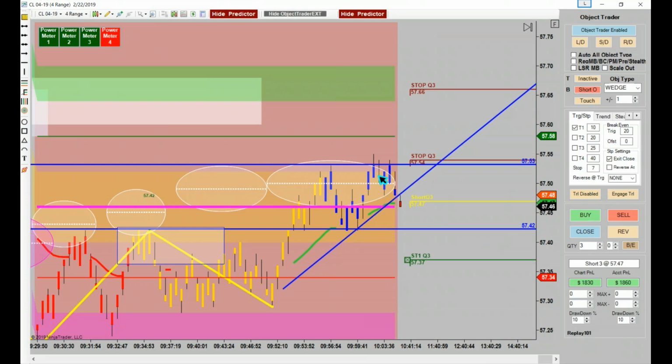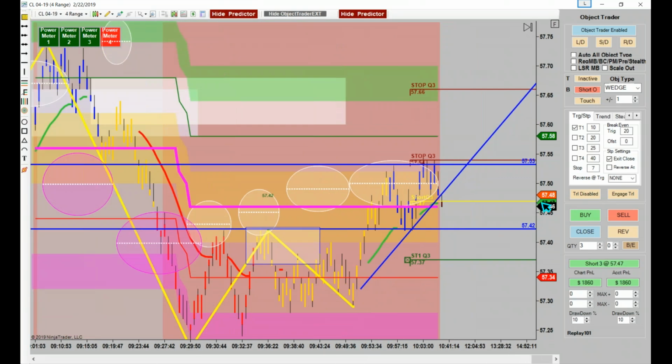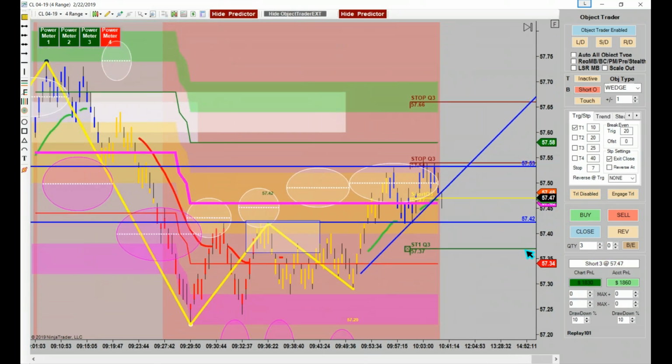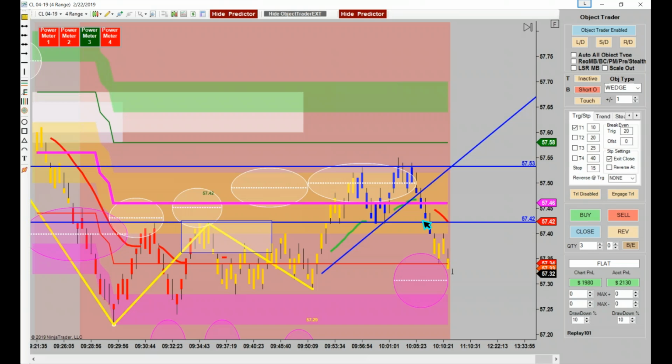I don't like that. But it did hit exactly where I said it would, or thought it would, because you've got to look to the left to trade the right. And let's see if we can get our 10 ticks without taking us out. There you go. All right, that's just scalping.